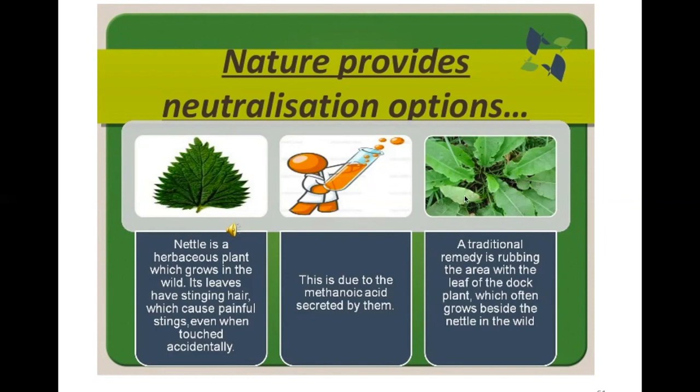This is acidic, this is basic. Just take this plant, rub it on your skin, and what will happen? A neutralization reaction will take place. Okay.